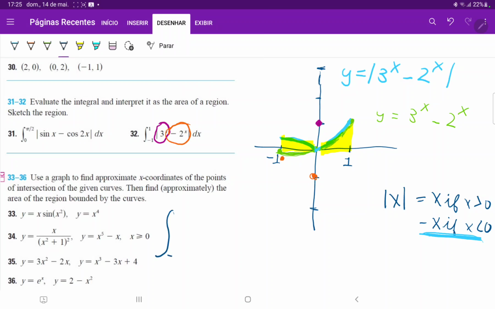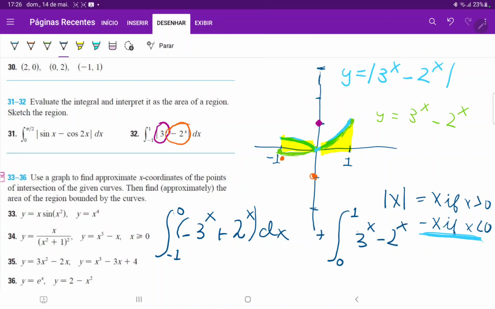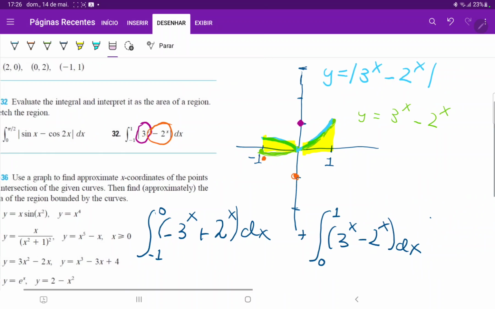So from -1 to 0, we do have the function, we're going to go minus, so minus 3 to the power of x, then plus 2 to the power of x, dx. And then from 0 to 1, we do have just the original function itself. So just 3 to the power of x minus 2 to the power of x, and then dx, right? So all I did was I switched the signs because of the absolute value definition. It's negative if the function is negative, and it's positive if the function is positive. So let us just erase this, and all we have to do now is just integrate it, right?